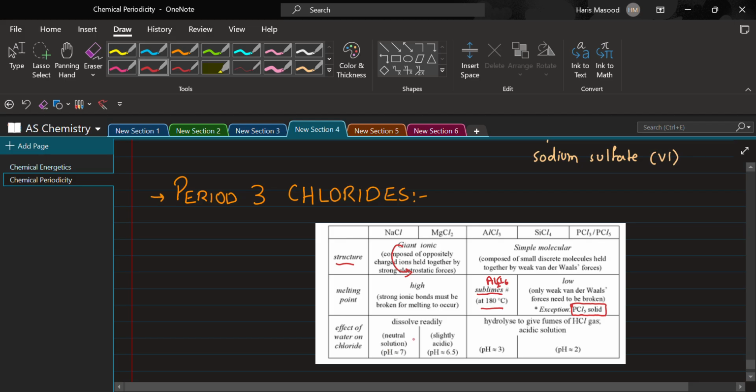Effect of water that we'll see now: NaCl dissolves readily and forms a neutral solution. This forms a slightly acidic solution, and these three hydrolyze to give fumes of HCl gas. Hydrolyze means to break the compound down with the help of water. So these compounds will be broken down with the help of water, so they hydrolyze to give fumes of HCl gas. This forms a less acidic solution. These two form more acidic solutions.